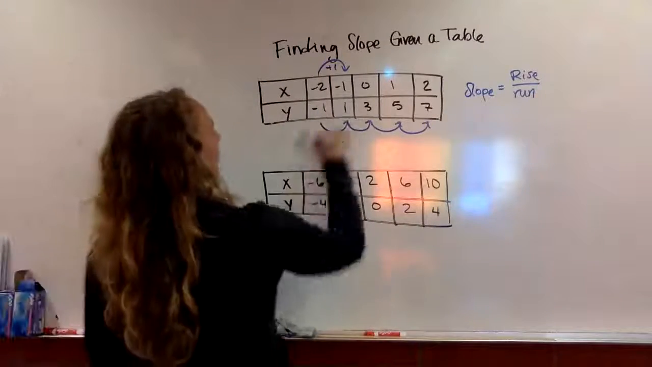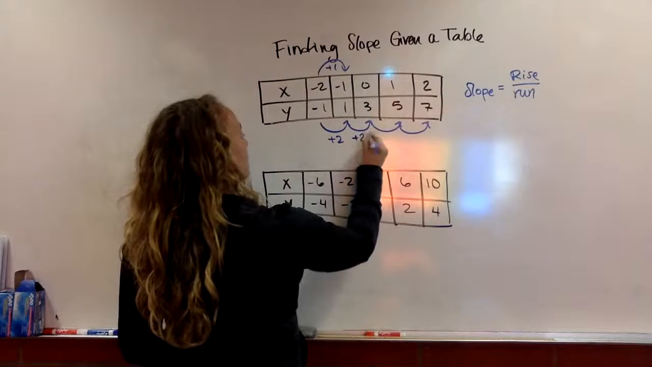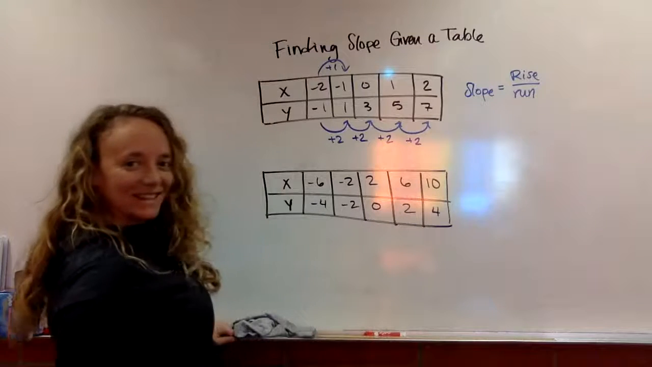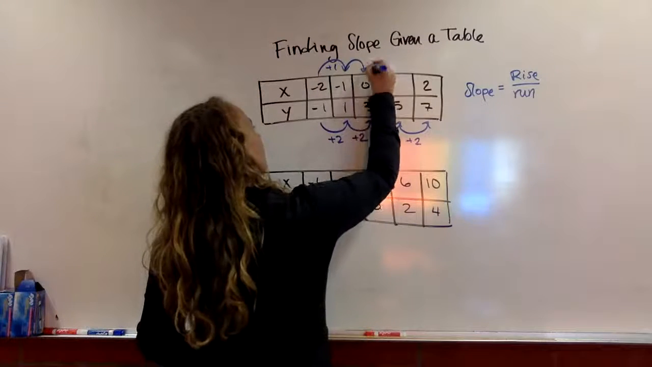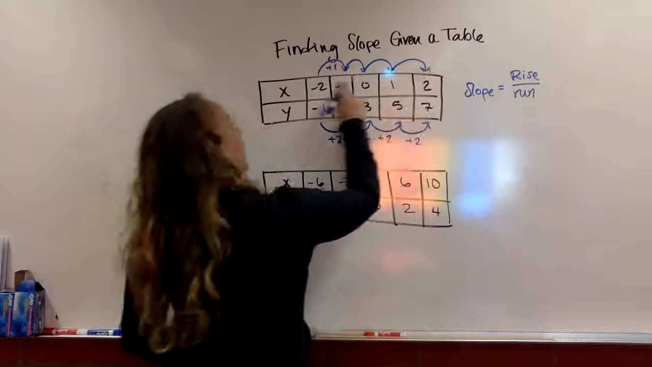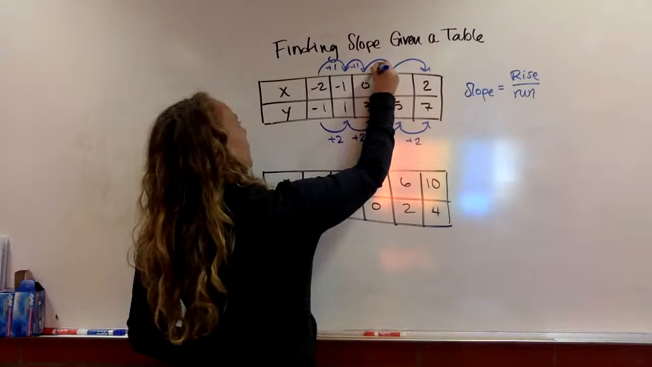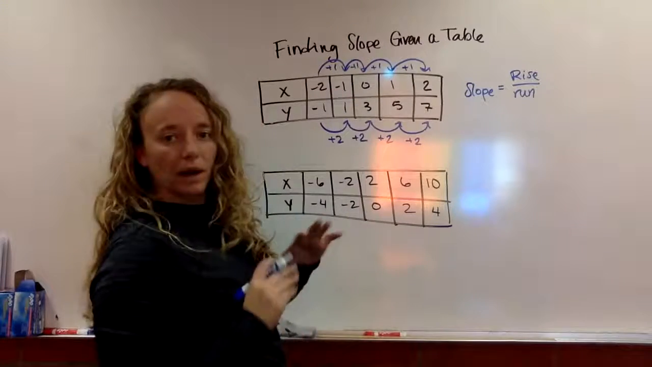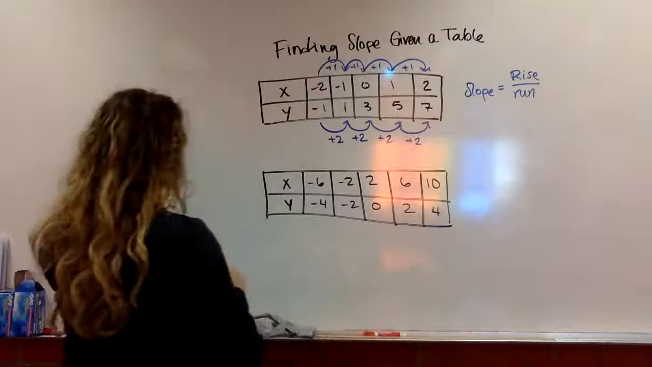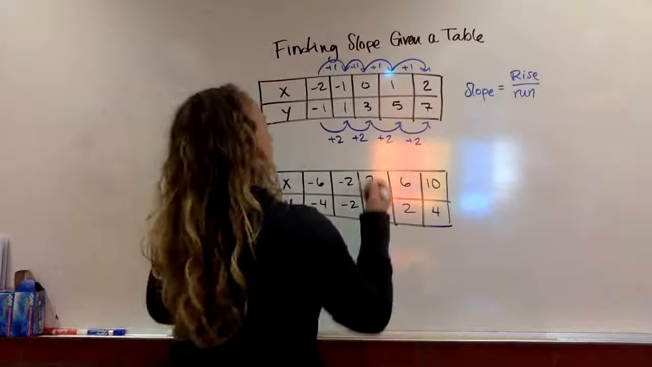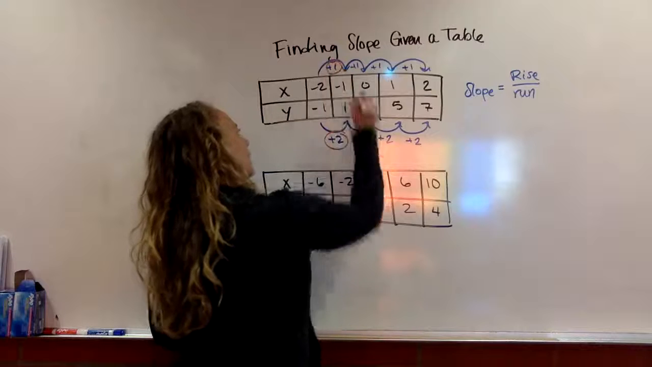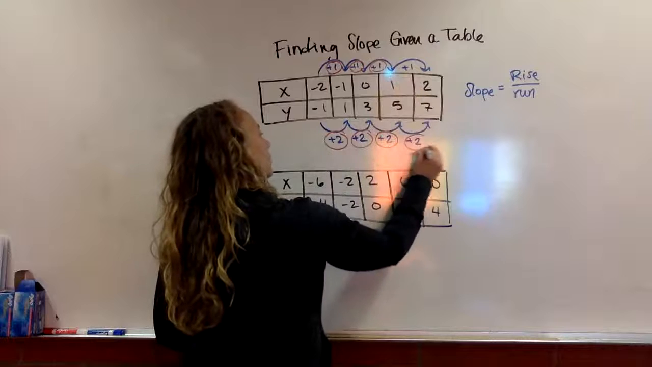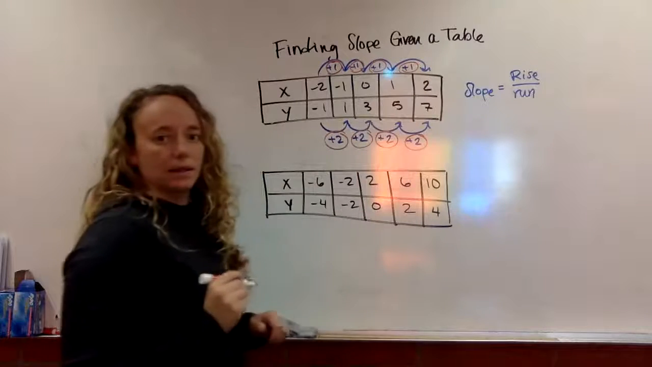So let's continue. 1 to 3, we're increasing by 2. 3 to 5, increasing by 2. 5 to 7, increasing by 2. Every single time. That's what we want to see. If I look here in my x values, -1 to 0, I'm increasing by 1, 0 to 1, 1 to 2, increasing by 1 every single time. So what I'm seeing is a steady pattern here. As I increase by 2 in my y's, I'm increasing by 1 in my x's every single time.